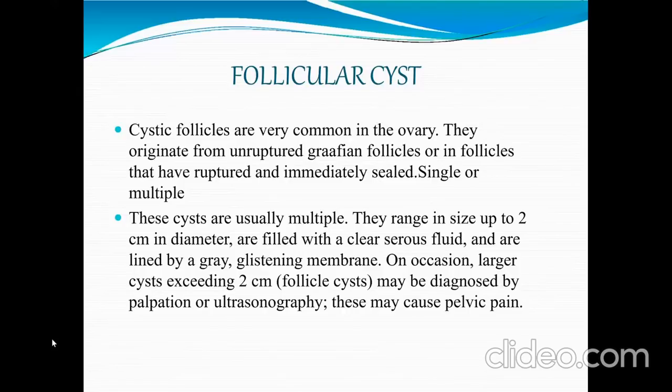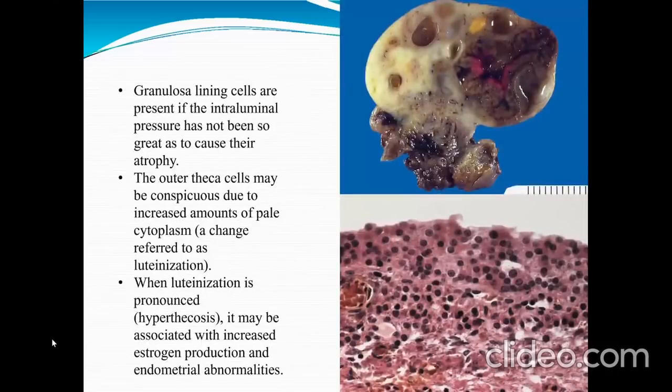On occasion, larger cysts exceeding 2 cm may be diagnosed by palpation or ultrasonography, and sometimes they may cause pelvic pain. As we can see here, the gross and the microscopic photo are shown. The granulosa lining cells are present if the intraluminal pressure has not been so great as to cause atrophy. The outer theca cells may be conspicuous due to increased amounts of pale cytoplasm, a change which is referred to as luteinization.